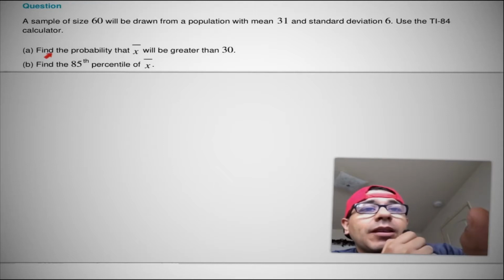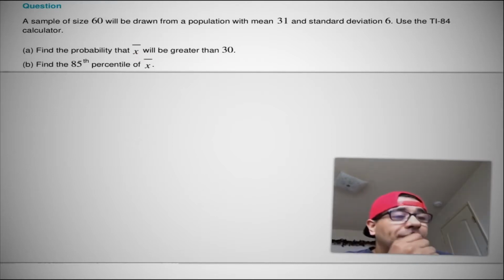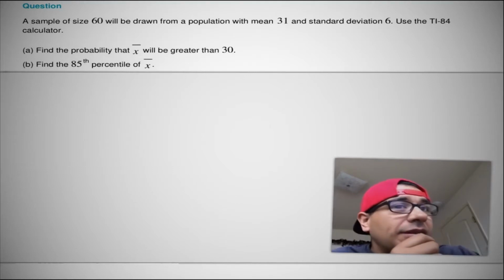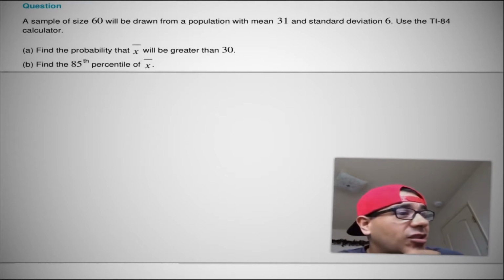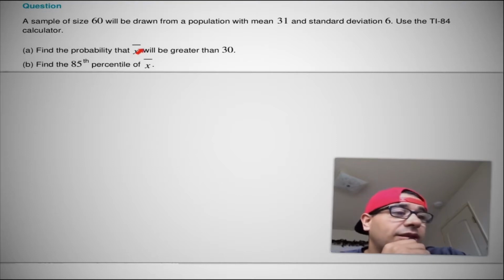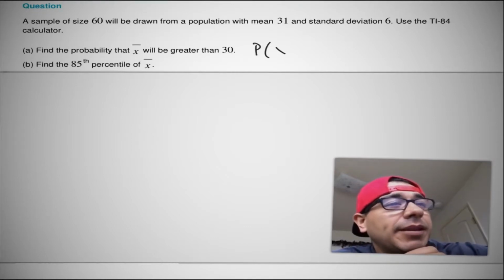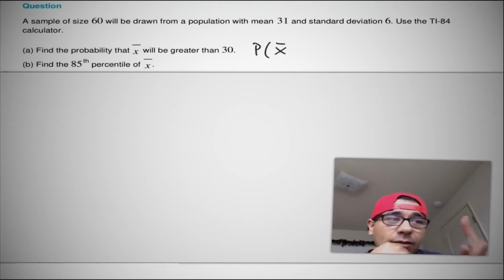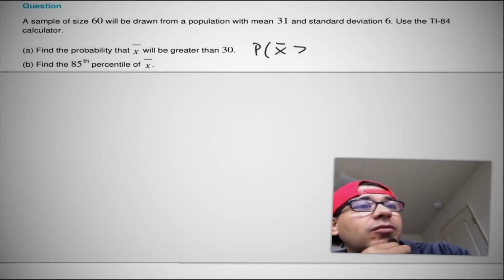So part A, we're going to find the probability that the sample distribution mean will be greater than 30. Notice, we're not trying to find the probability that some value x is greater than 30. What separates this from our last section is now we're trying to find the probability of this sampling distribution mean. So we're trying to find the probability that x bar, not just x, not one single value, but the mean of this sampling distribution, is greater than 30.